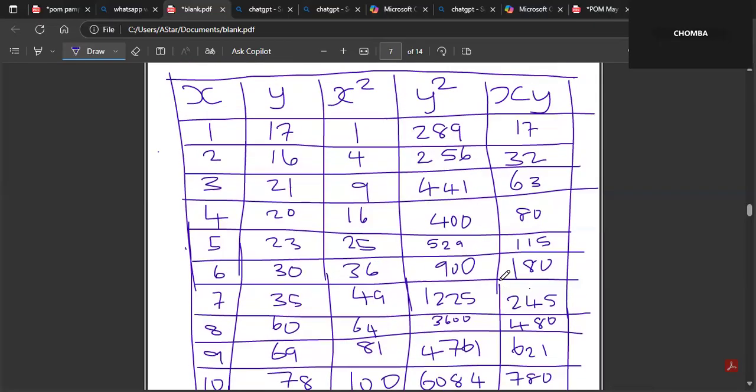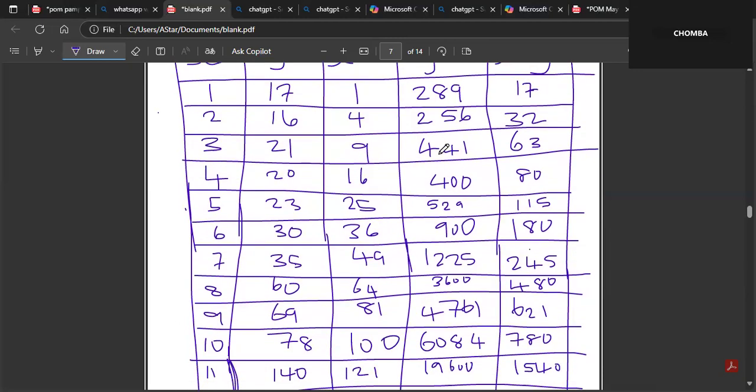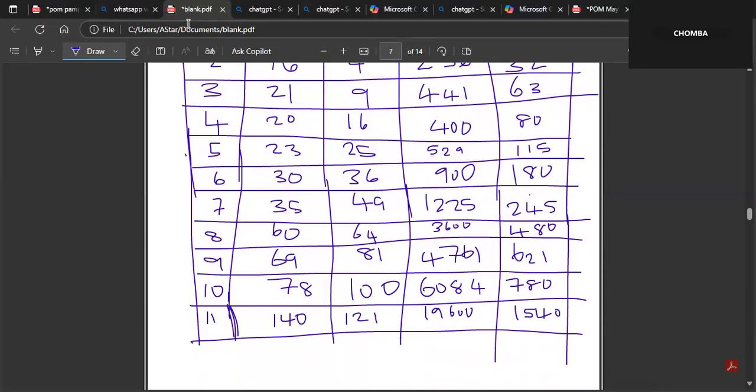The totals will be how much? You can add the totals. The totals will give you how much for the first one? 17 plus 32 plus 63 plus 80 plus 115.